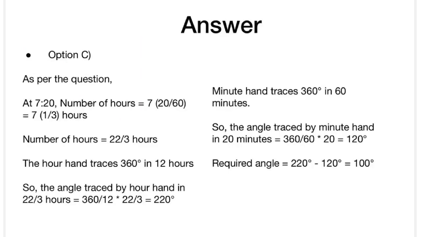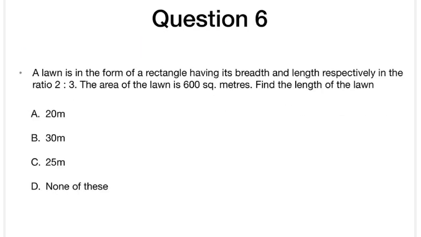Okay, going ahead with the next problem, which is a ratio model. A lawn in the form of a rectangle has its breadth and length in the ratio 2:3. The area of the lawn is 600 square meters. Find the length of the lawn. It's really simple, right? They gave breadth and length in ratio form. Whenever they give the ratio format, just take the breadth as 2x and length as 3x.